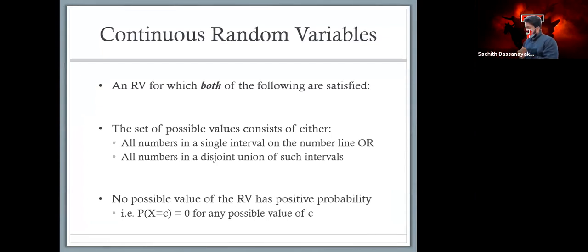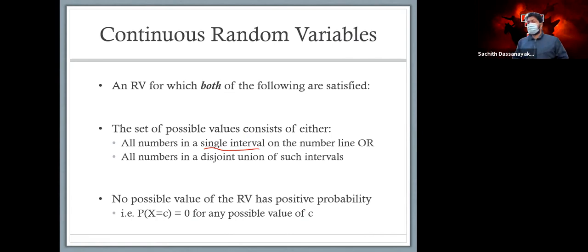Continuous random variable means we have to consider all the possible values within a particular range, within two values, within an interval. Here they have mentioned a random variable for which both of the following are satisfied, which means all the numbers in a single interval. So always we consider a single interval for one particular random variable, something like from 0 to 100.